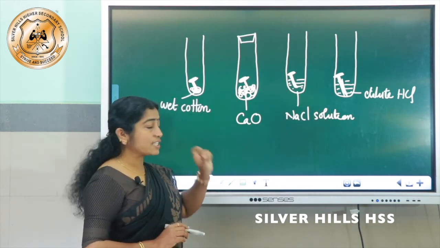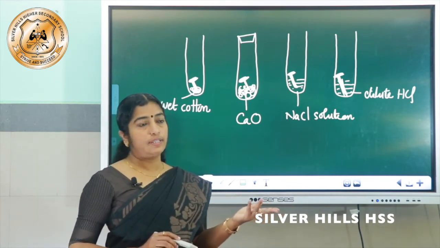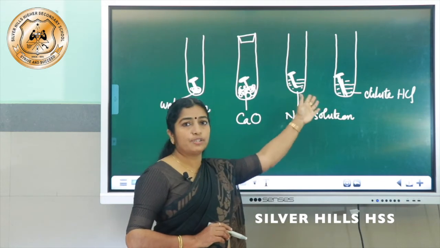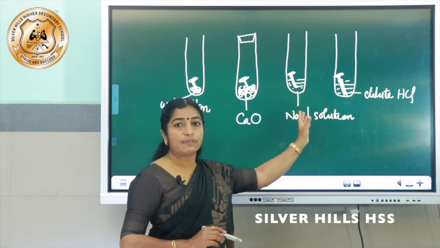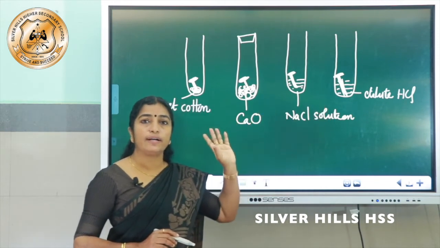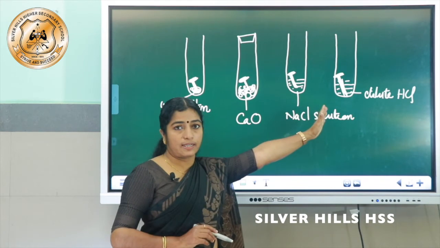And in which test tube is the reaction vigorous? In the third and fourth test tubes, it is a vigorous reaction. In the presence of salt as well as acid, rusting of iron is very fast. So there rusting takes place very vigorously.